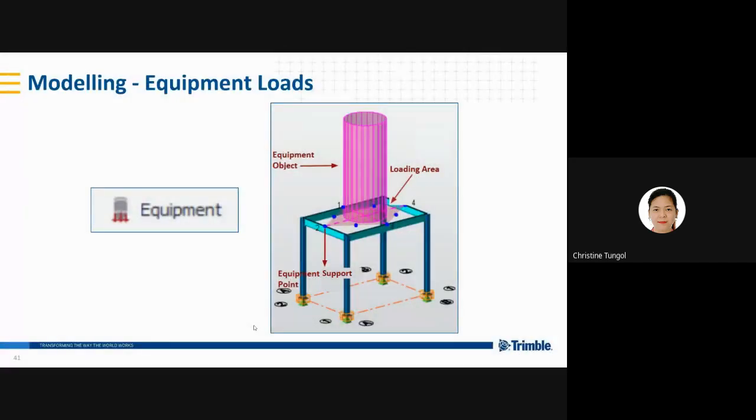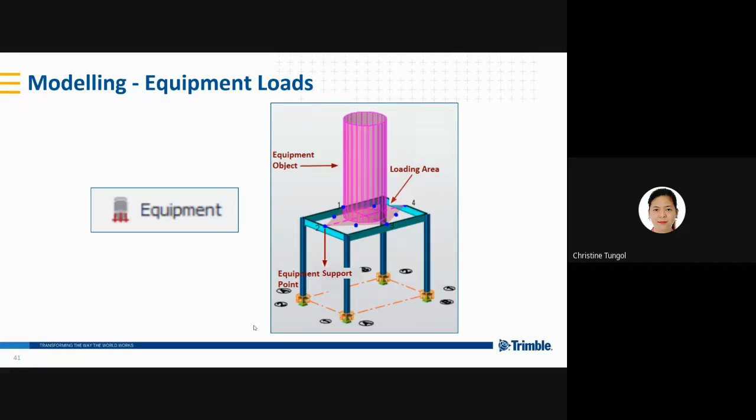So for modeling, you simply select the equipment icon from the model tab, in the wall and loading objects group. You can define it like a slab on beams, just by clicking the equipment support points used to define it. Note that each support point is a location where the equipment loads are applied to the structure.